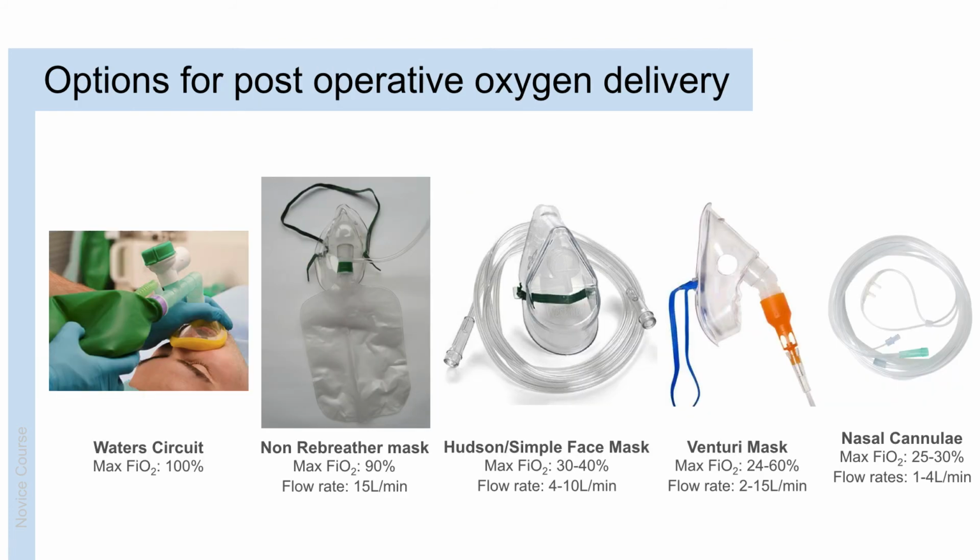These are some of the oxygen delivery devices commonly used within the recovery room. From left to right, we've got the water circuit, which with a complete seal and adequate flow can deliver a FiO2 of close to 100%. Next is the non-rebreathe mask, which with a flow rate of 15 litres a minute can achieve close to a FiO2 of 90%. The Hudson or simple face mask, which is probably one of the most commonly used devices, can deliver a FiO2 of around 30 to 40%, depending on the flow rate.